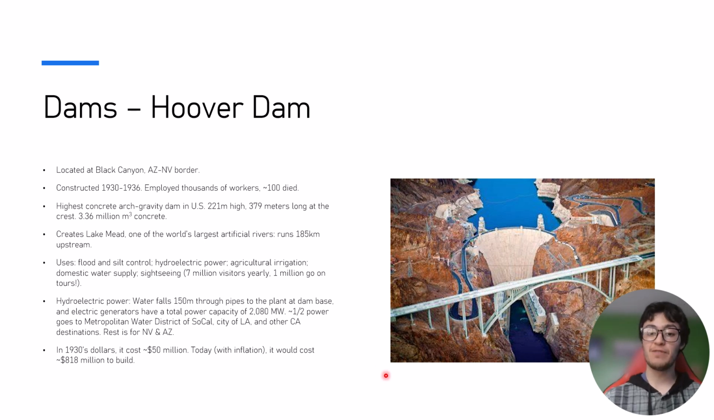Now, speaking of Hoover Dam, so this is Hoover Dam, and it's huge. It's located in Black Canyon on the Arizona-Nevada border. It was constructed between 1930 and 1936.